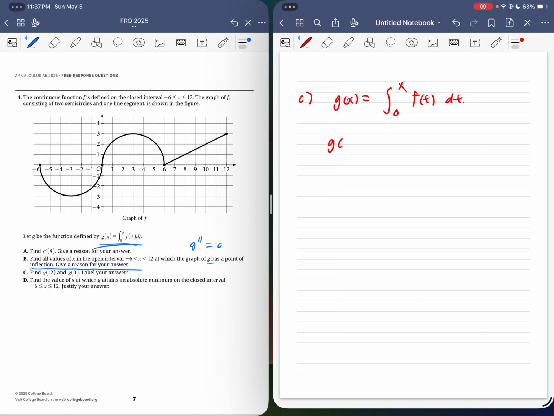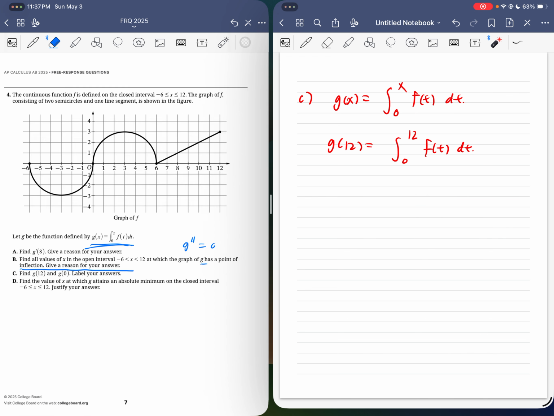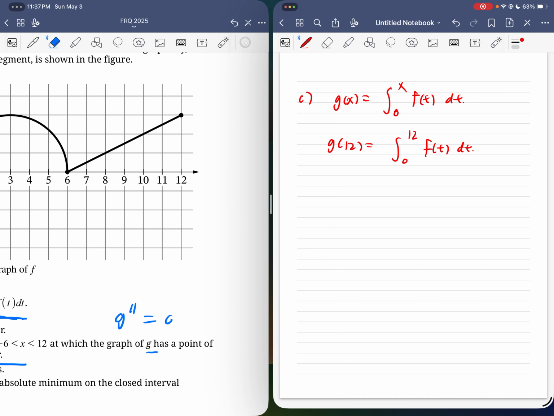Now, G of 12 is 0 to 12 f of t dt. Basically, because this one is already f, when you take the antiderivative, that's going to be the area under the curve from, oh, it's not 0, it's 6 to 12. So area under the curve, 6 to 12. What's the area? It's a triangle. 1, 2, 3, 4, 5, 6. 1, 2, 3. So it's going to be 1/2 base times height, which is 6 times 3 is 18 over 2, which is 9.